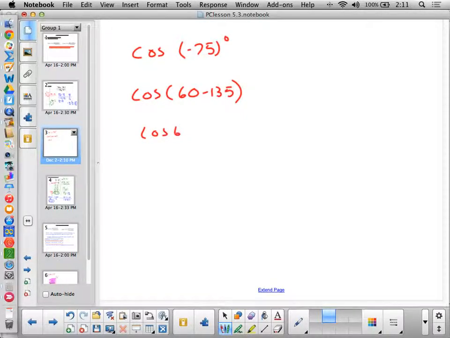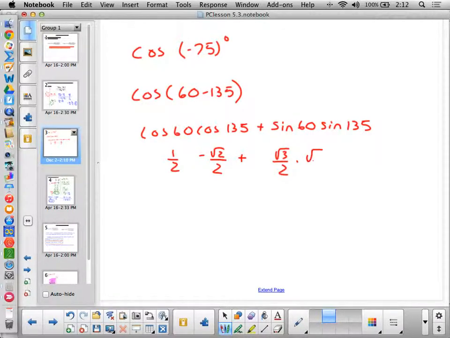So that's going to be cosine 60, cosine 135. What's my sine going to be for the cosine difference formula? Plus sine 60, sine 135. So cosine of 60 is 1/2. Cosine of 135 is negative root 2 over 2. Sine 60 is root 3 over 2. Sine 135 is root 2 over 2. So that's negative root 2 plus root 6 over 4.